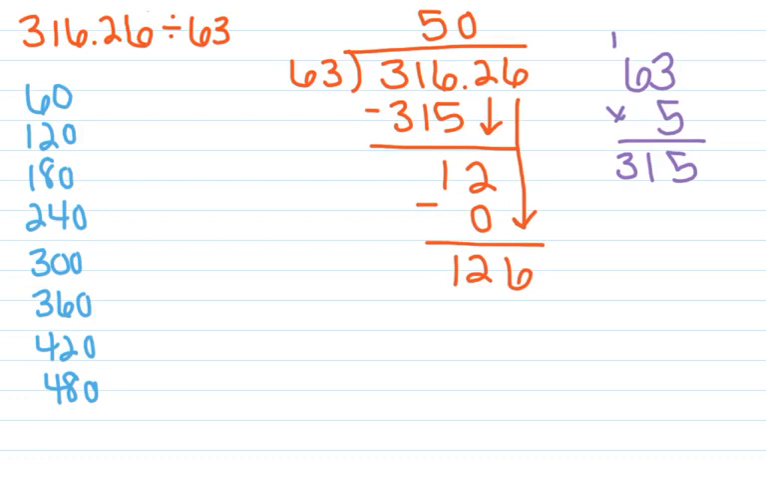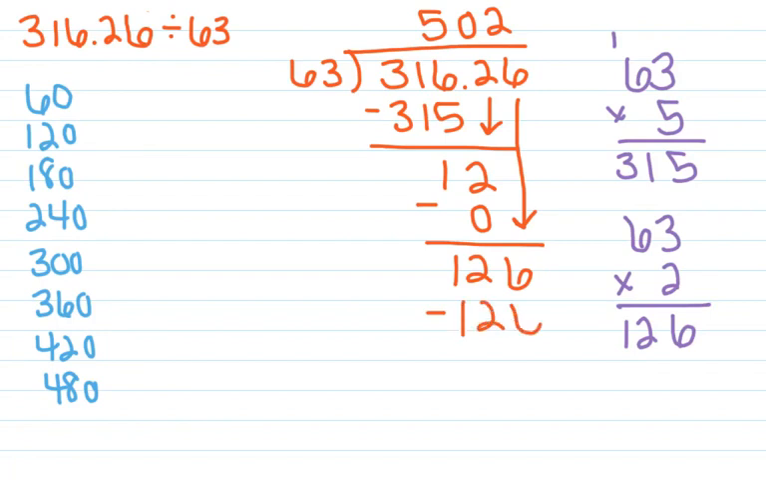Now I need to know how many times 63 goes into 126. I can see that 60 and 60 is 120, and 63 and 63 would be 126. So it goes in 2 times. I'm just going to double check my work here. 63 times 2. 3 times 2 is 6. 6 times 2 is 12. So I was correct. I got 126. And when I subtract, I get 0.